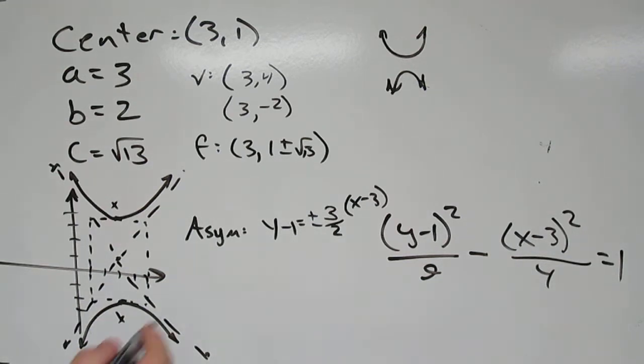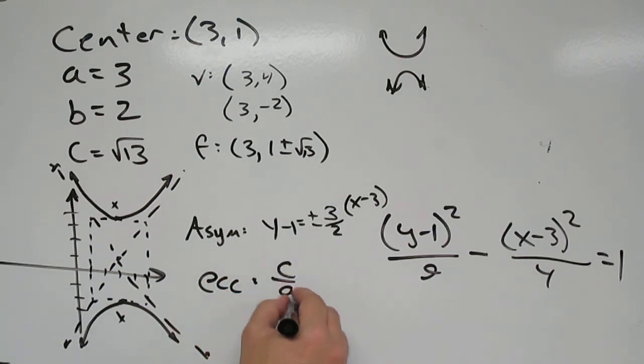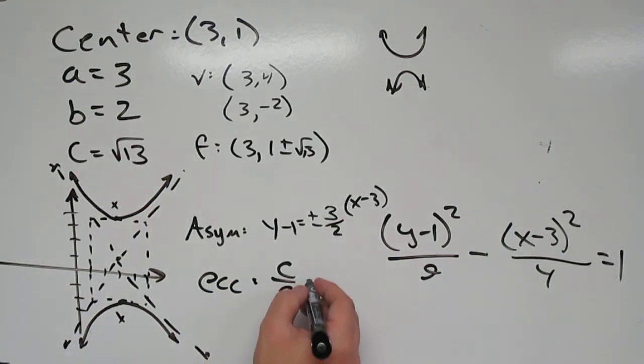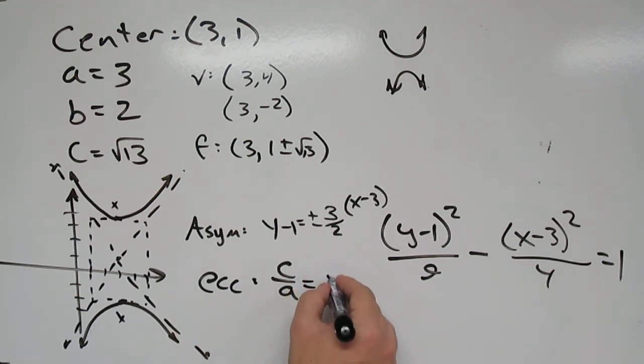We still have eccentricity, so sometimes they'll ask you for that. And eccentricity is still c over a. In an ellipse, because a is bigger, this thing is always less than 1. In a hyperbola, it's always going to be greater than 1, so I'd get the square root of 13 over 3, and that's its eccentricity.